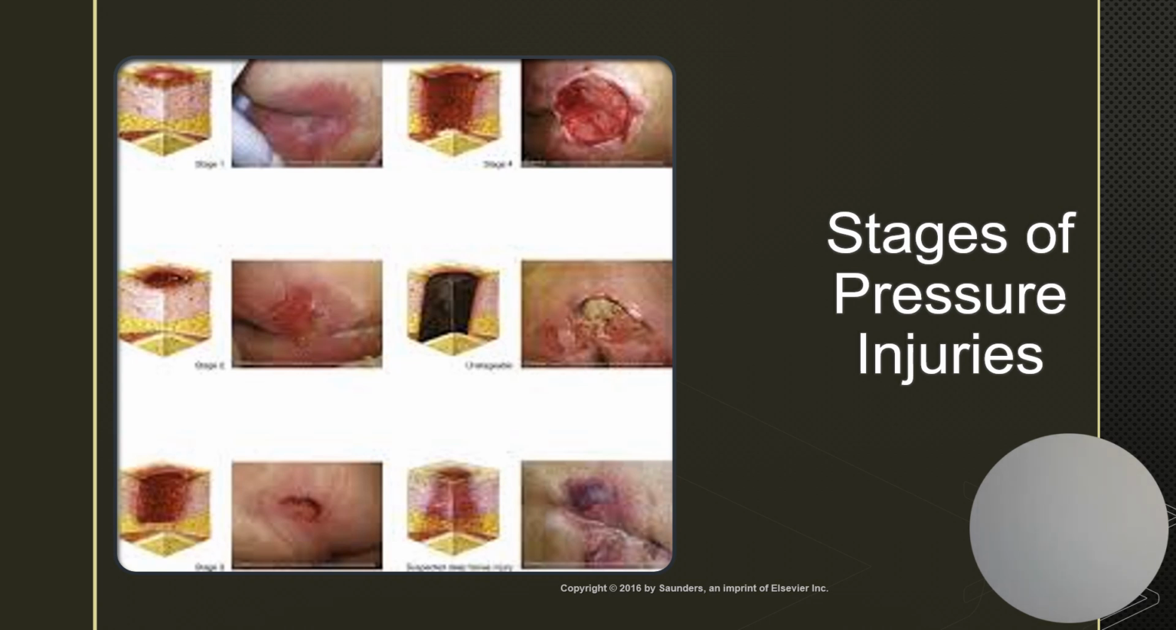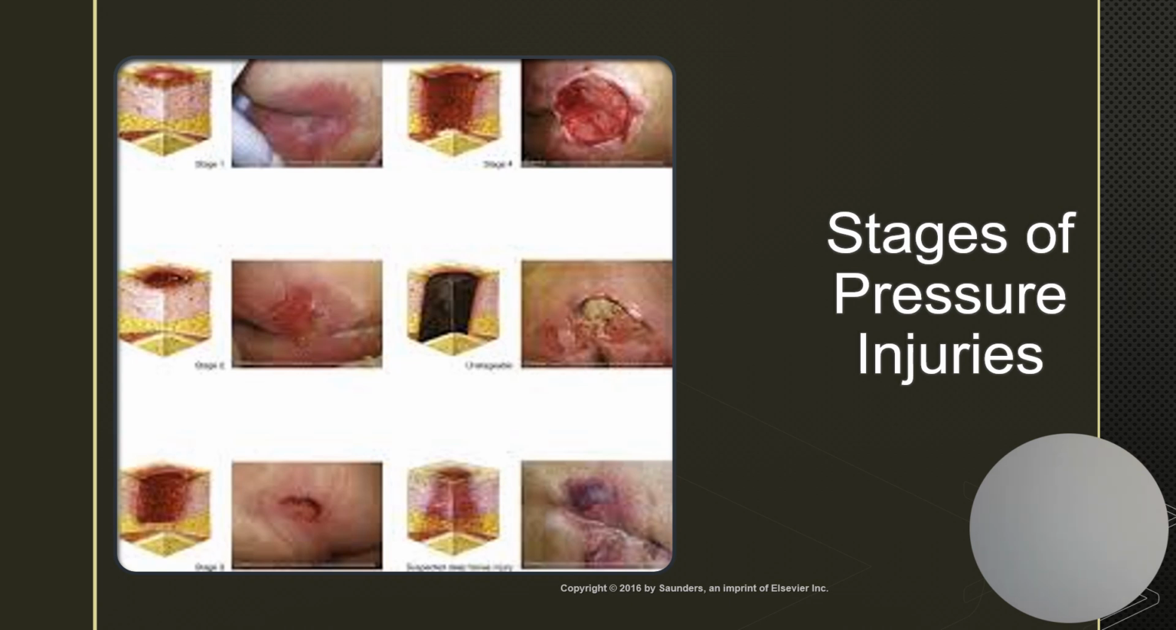A stage 3 will appear like a crater, so there's going to be a little bit of depth to it. It has a very distinct outer margin. Again, these wounds can be draining, but we're going to see that red granulation tissue. At least 50% of that wound bed is granulation tissue.